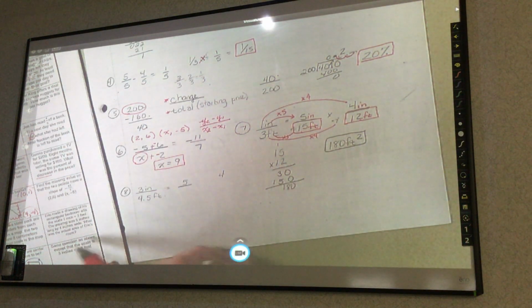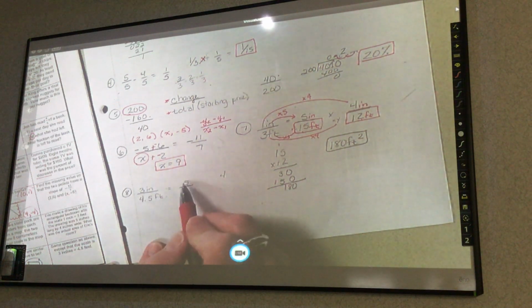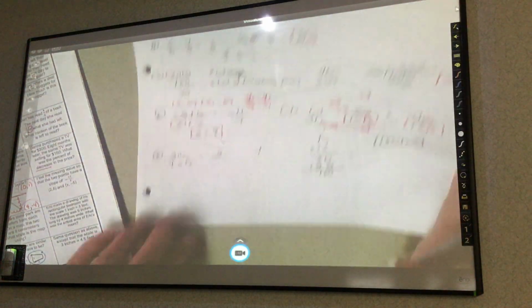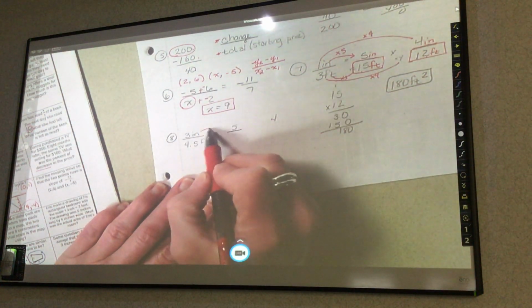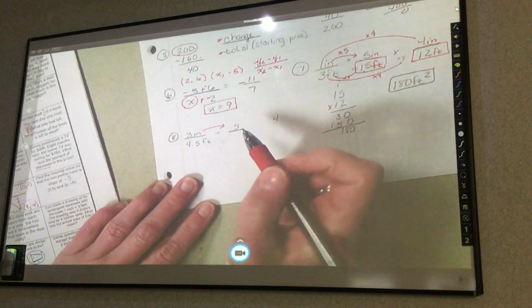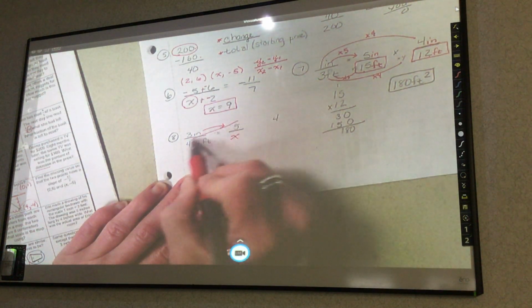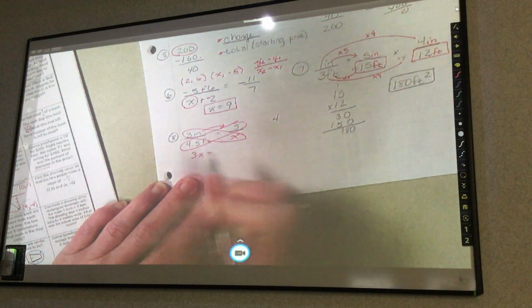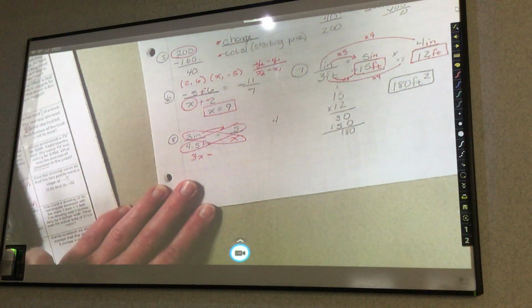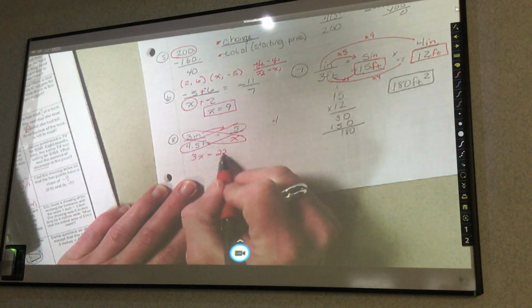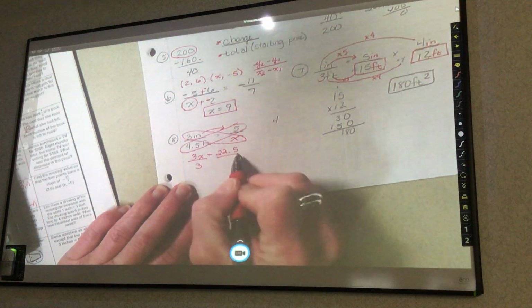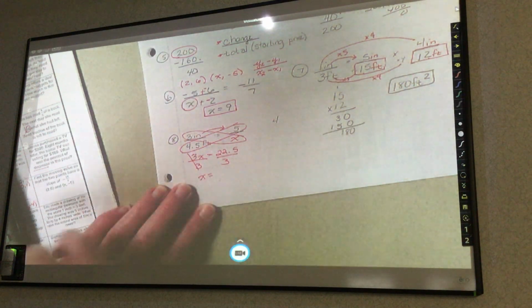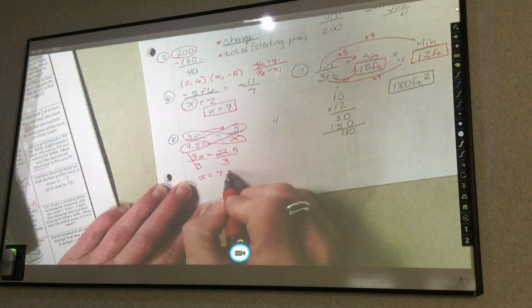It says same question as above, except the scale is 3 inches equals 4.5 feet. So if I set this up, I can't get from 3 to 5 very easily, right? So I'm going to put an x on the bottom, and I'm going to solve this by doing cross multiplication. So 3x equals, and then I need to do 5 times 4.5, which is 22.5. Then I divide by 3 on both sides, and that would be 7.5.